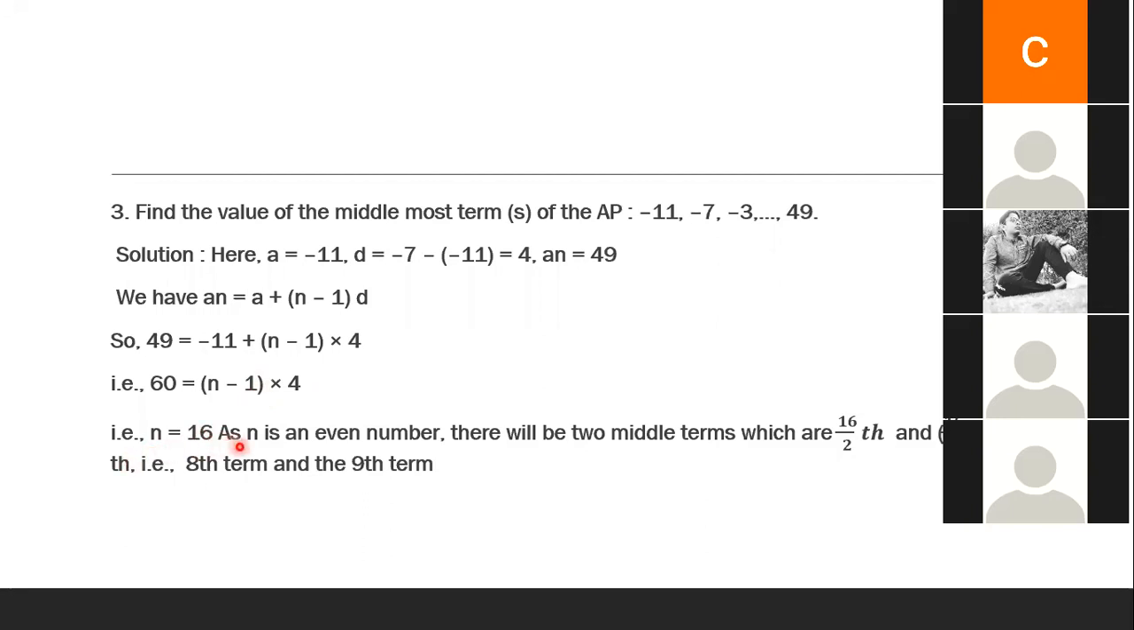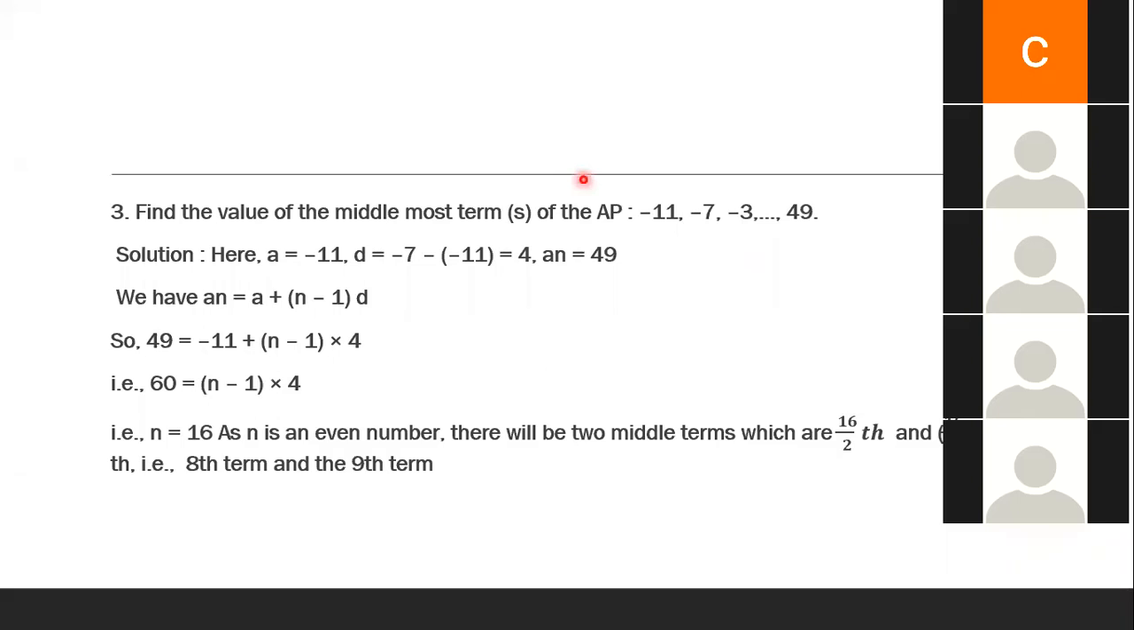N value 16 we got. Am I audible to everyone? Because I'm not getting any response from anyone. Yes, ma'am. First two questions, homeworks are clear, children? Have you all got the same answer? Yes, ma'am.